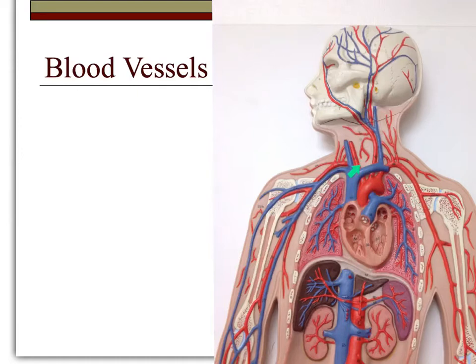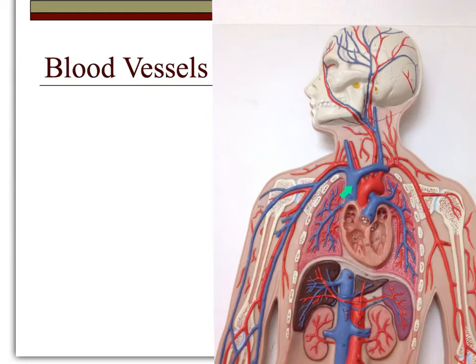Our brachiocephalic artery branches, and here we would have our right common carotid and our right subclavian. Again, once we reach the armpit area, then we would see the axillary.